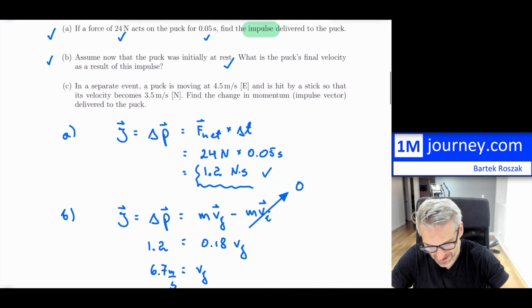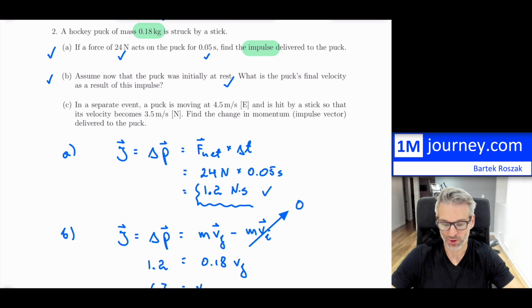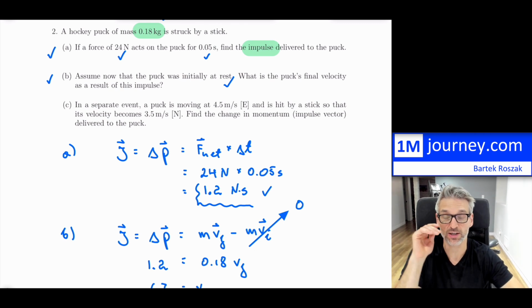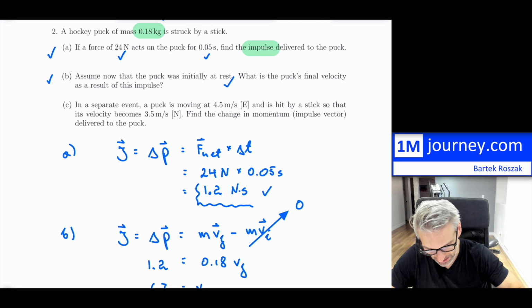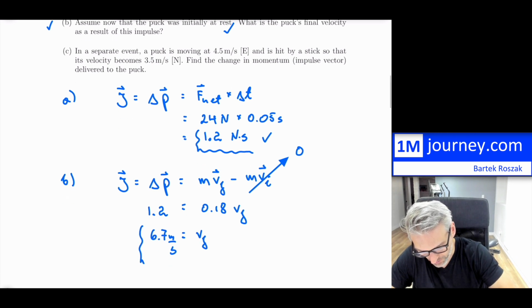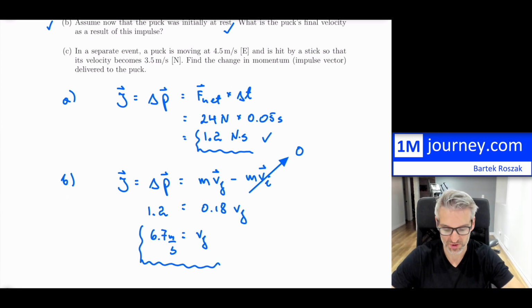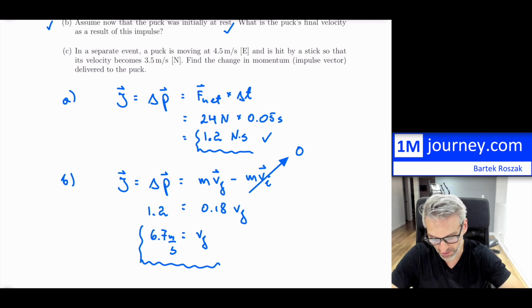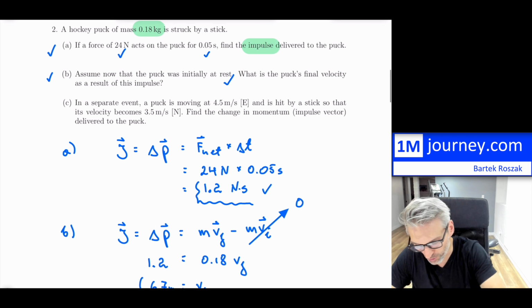Although it is asking us for velocity, we don't have any directions given within here, so I'm not going to give a direction. This really is just the final speed, because we're not aware what the directions are, at least for this particular case. So that is part B, and this would have given you full marks.